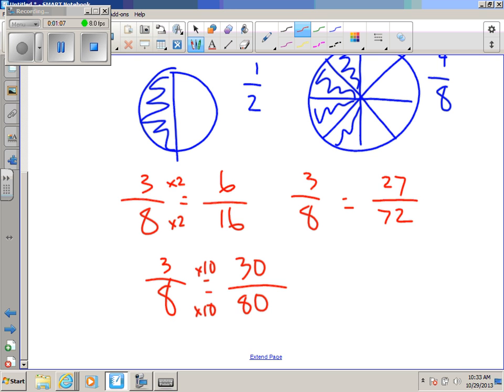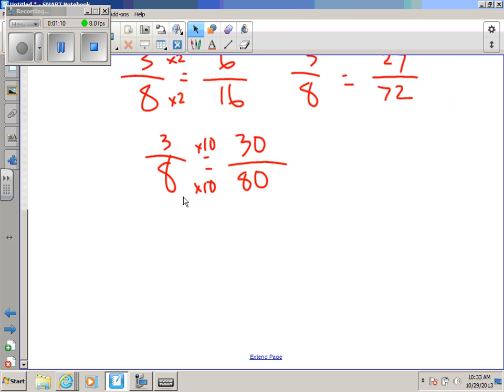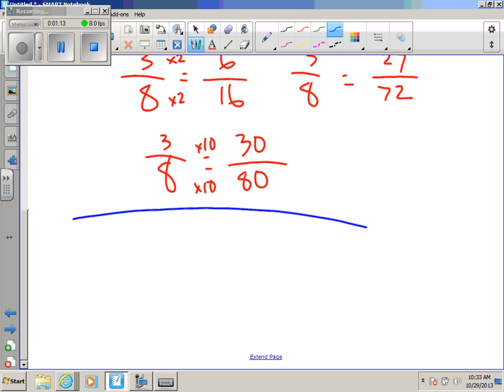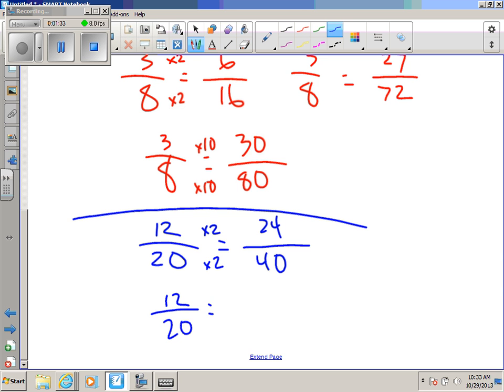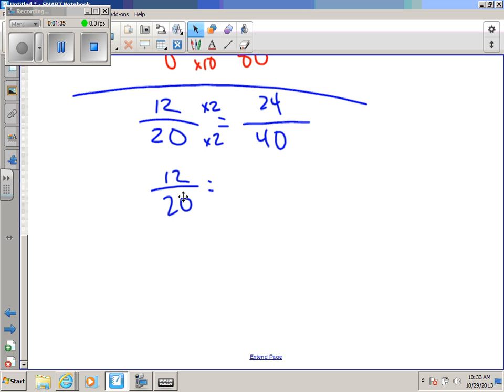However, division. I can take the fraction 12/20. I can make an equivalent fraction very easily with multiplication and say, okay, times 2 is 24, times 2 is 40. Great. But with division, I'm kind of limited. I can't just pick any number I want to get an equivalent fraction using division. They actually have to have factors in common.